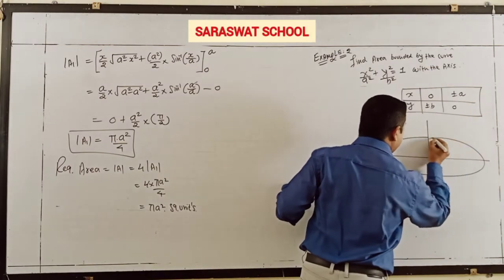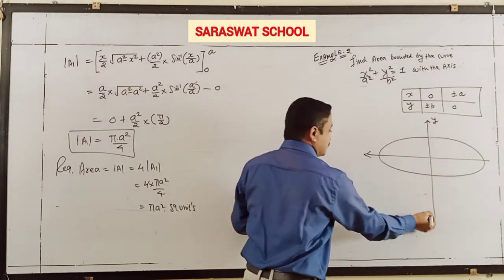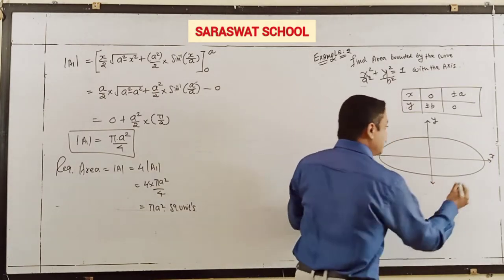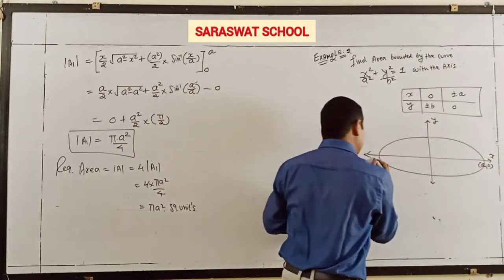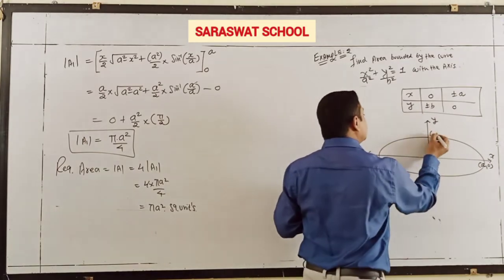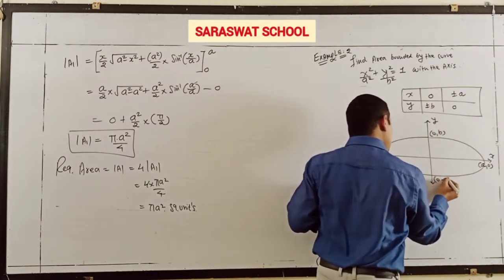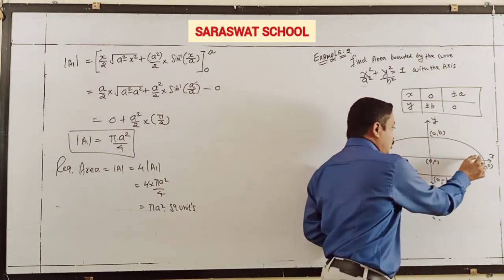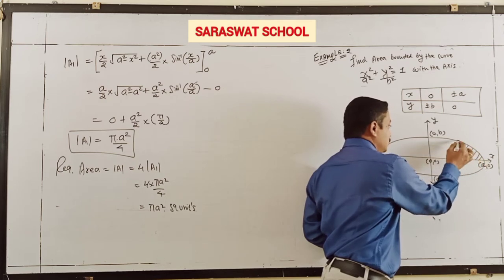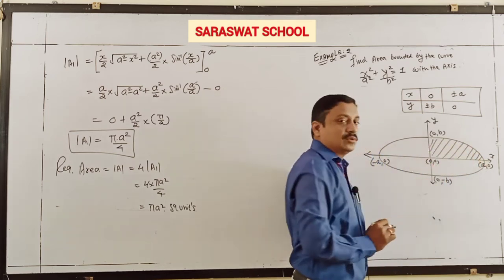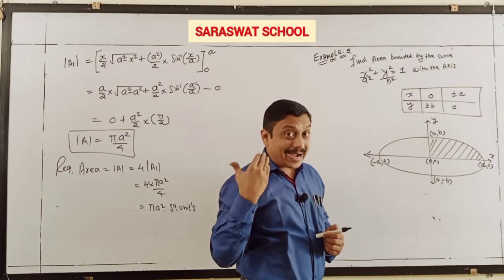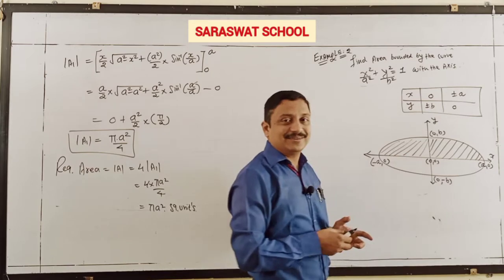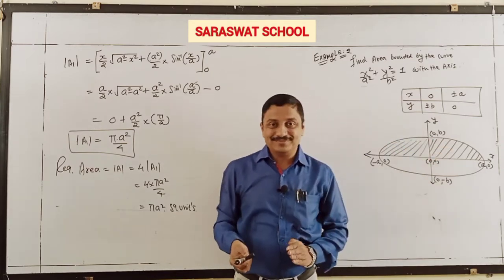That way it is your y-axis, here your x-axis. Correct? And the points are also known: a comma 0, minus a comma 0, 0 comma b, 0 comma minus b. Now here, students, this is your center. As you decided, you calculate this first quadrant and multiply by 4. Either first and second both quadrants, taking and multiply by 2.